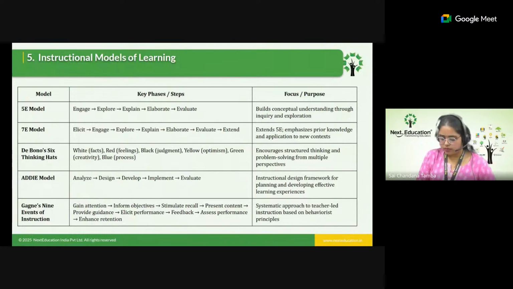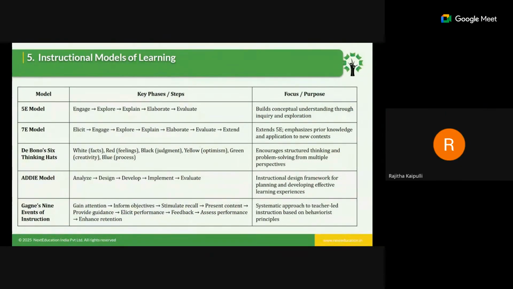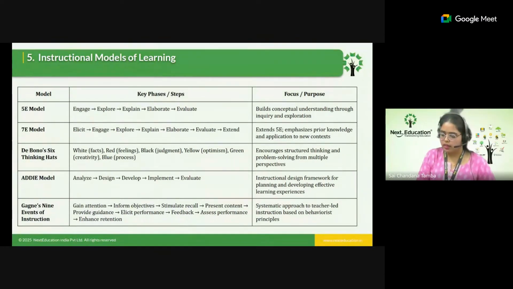Yes? Maybe a problem or a question. Students' previous knowledge. Previous knowledge? Yes. Okay, so previous knowledge, you're analyzing it.